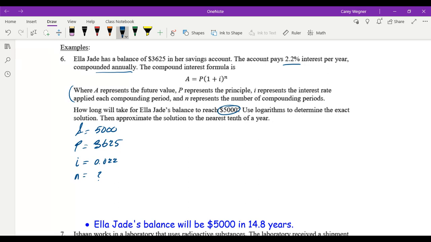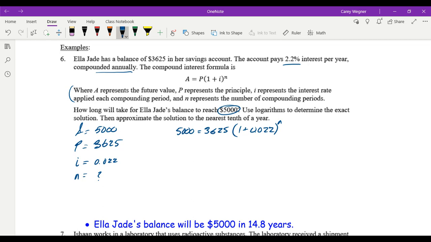Now in chapter 6, the only way we could solve for this typically was by graphing. But now we can use logarithms to solve this. So let's fill in the values into the equation. Our future amount equals our initial amount times, remember, we have the 1 here because this is 100% of her initial amount of money we're going to keep, and we're going to add on that 2.2% n times.